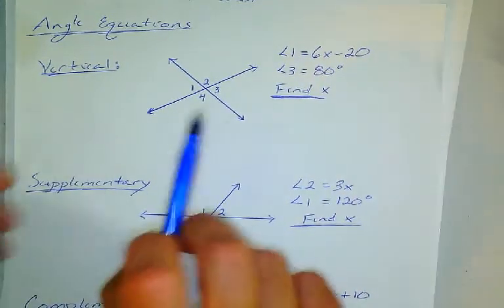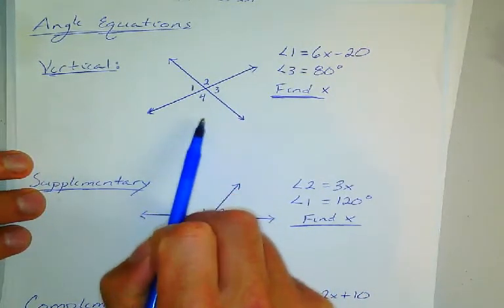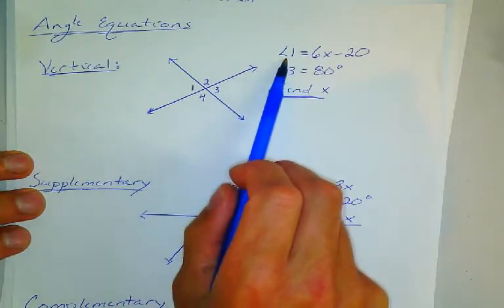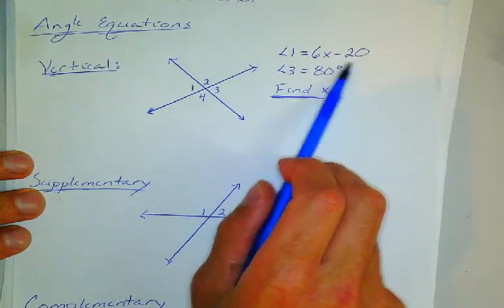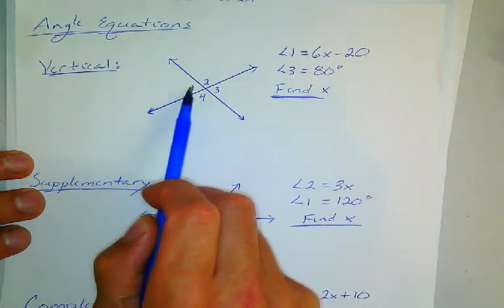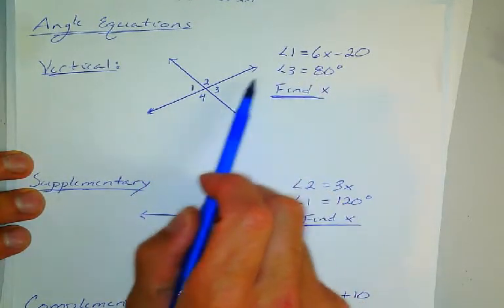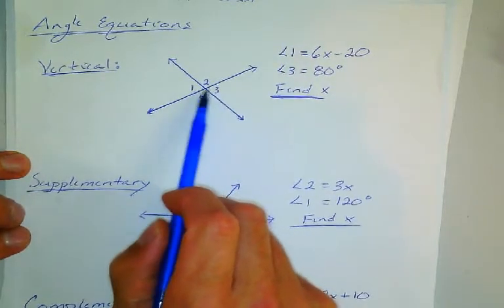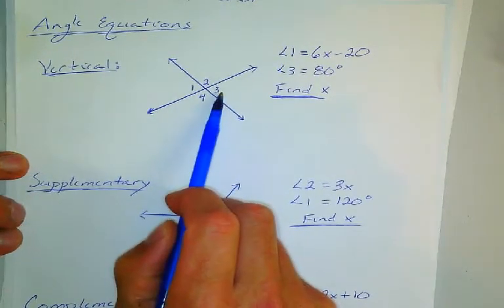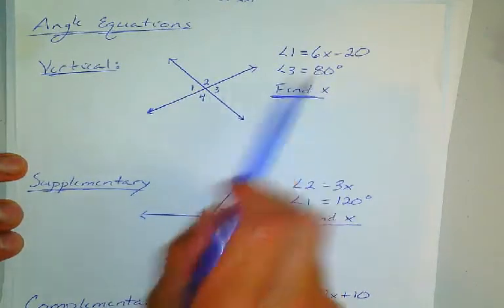In this example, I've got angle 1, angle 2, angle 3, angle 4. It tells me angle 1 is 6x minus 20. So if I wanted, I could write 6x minus 20 right here where angle 1 is. Angle 3 is 80 degrees. Now, since angle 1 and angle 3 are on opposite sides of the X, they are vertical angles and they are congruent. So that means that angle 1 is also 80 degrees.